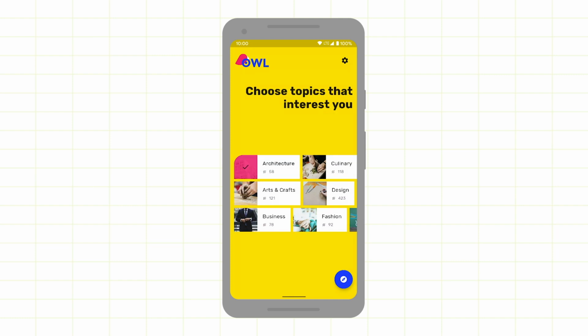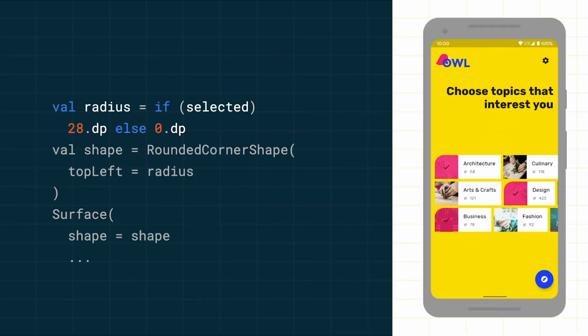Owl, for example, presents a number of topics which animate between selected states. To round the corner of a selected item, we can conditionally set a different corner radius of its shape. To animate this change, we simply wrap this if with the animate composable function. Whenever the selected state changes, it will animate between these two DP values, and any composables that read the radius will be updated. That's it.